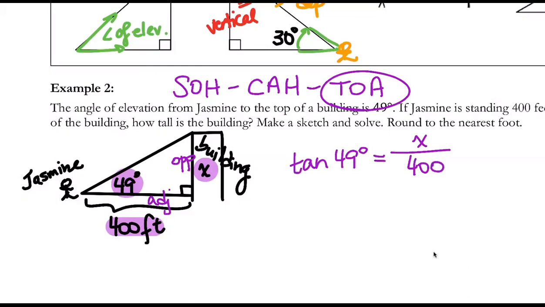Okay, we have to solve that for x. So remember that means we're going to multiply both sides by 400. And then that's what we'd be typing in the calculator. So 400 tangent 49. Now, let's see what it said to round to. It says round to the nearest foot. So it's 460.1 something or another, and that means it's going to round off to 460. So x is approximately 460, and that would be in feet.